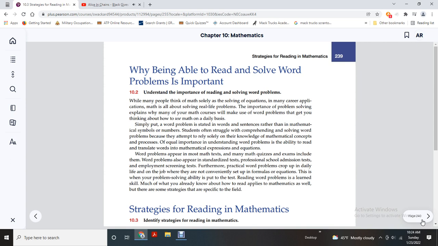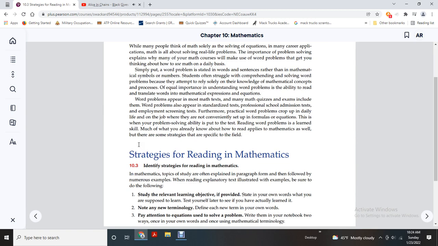Simply put, a word problem is stated with words and sentences rather than mathematical symbols and numbers. Students often struggle with comprehending and solving word problems because they attempt to rely solely on their knowledge of mathematical concepts and processes. Of equal importance is the ability to read and translate the words into a mathematical expression or equation. Word problems appear in most math texts.